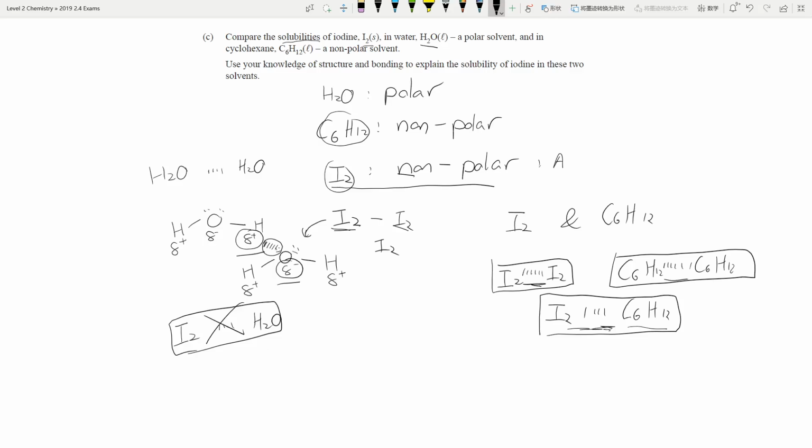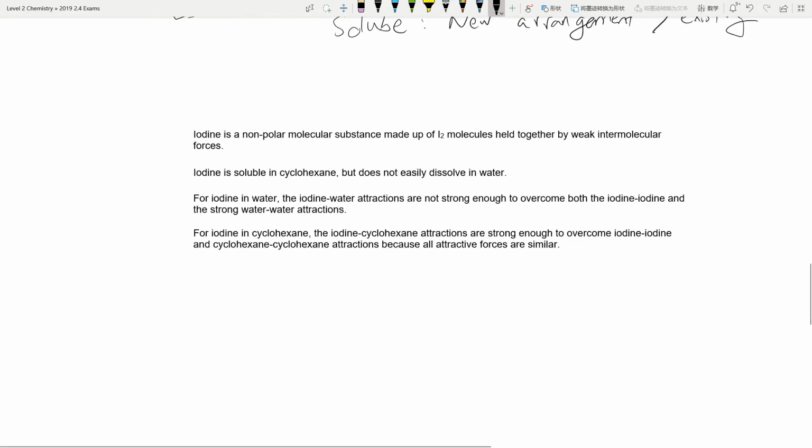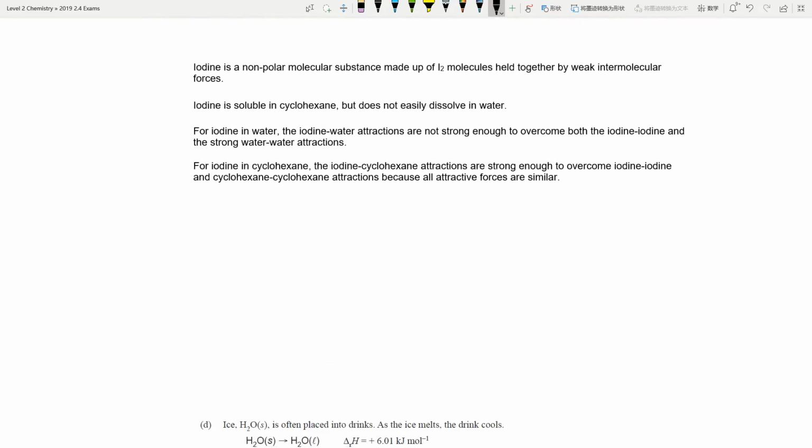So if you talk about anything to do with solubility, if something is soluble, that means the new arrangement is going to be stronger than what you had currently. Okay, so that's your general rule of thumb. And if you read the answers that we got here, this is what we're looking at. Same thing, but this is more acceptable as an exam answer. You just talk about I2 being nonpolar, that gives you achieved. It's made of I2 bonded by weak intermolecular forces.